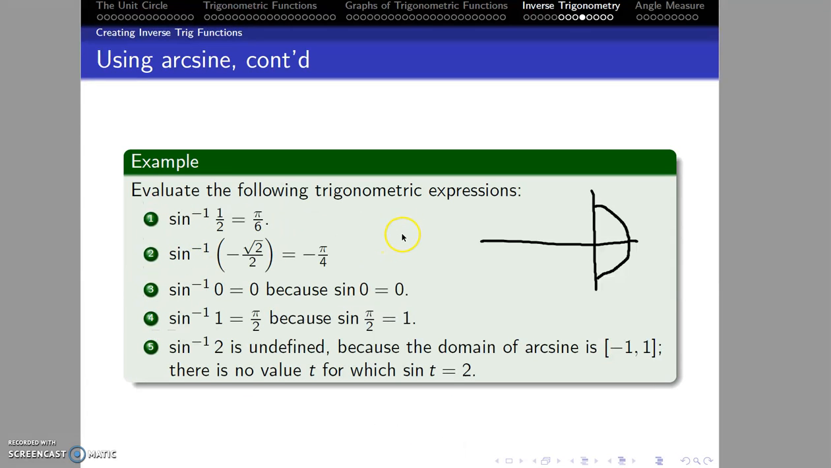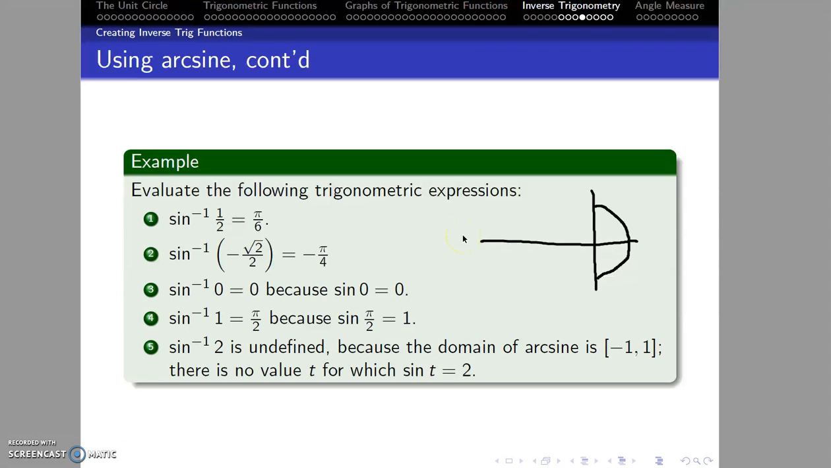Arcsine of 0, that's asking, where do I go on the unit circle to have sine of that spot equaling 0? And the answer is nowhere, because sine of 0 is 0. So arcsine of 0 is 0. Arcsine of 1 is pi over 2, because that's where on the unit circle I go to have a sine of that value to be 1. And lastly, arcsine of 2 is undefined, right? Because there's nowhere on the unit circle I can go, let alone just on this half of it, but anywhere, where I'm going to have a sine value of 2. Because the unit circle only goes from plus or minus 1. So arcsine of 2 is undefined.